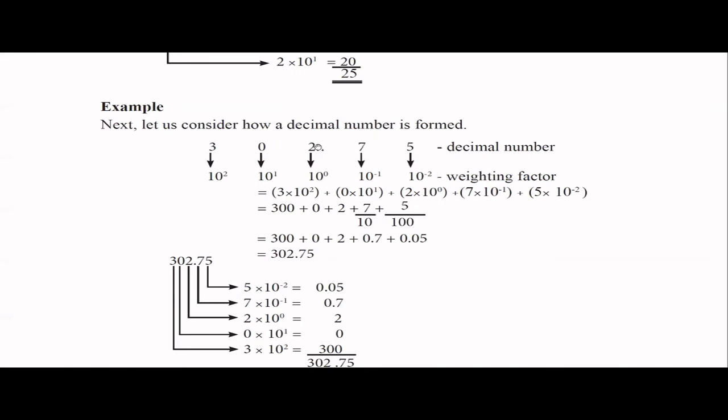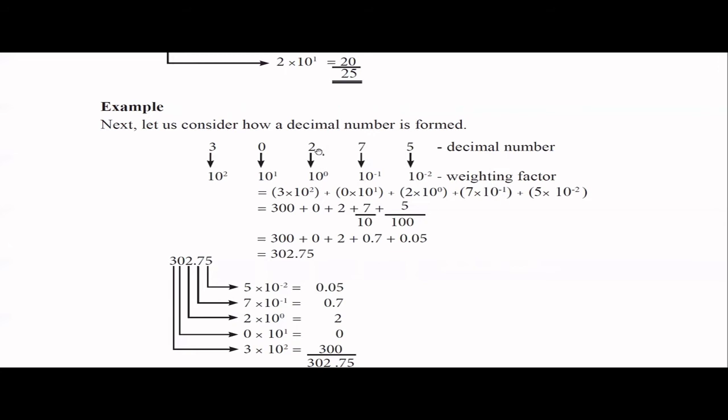So here, I will start from here. 3, and this is 10 to the power 2. 10 to the power 2 is 100. So 3 into 100 is 3000, right? So 0 into 10 to the power 1. Actually, we don't have to worry what 10 to the power 1 is because it's 0. 0 into anything is 0, right? But we'll think 10 to the power 1 is 10. 10 into 0 is 0. Then 2 into what? 10 to the power 0.